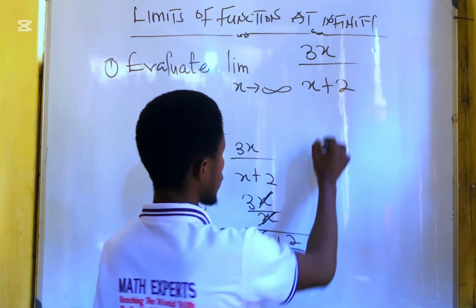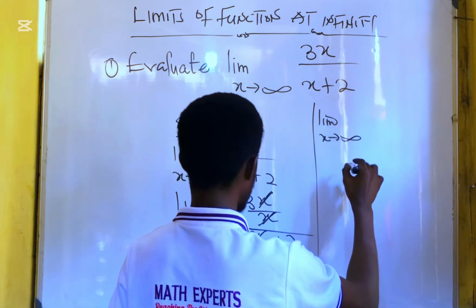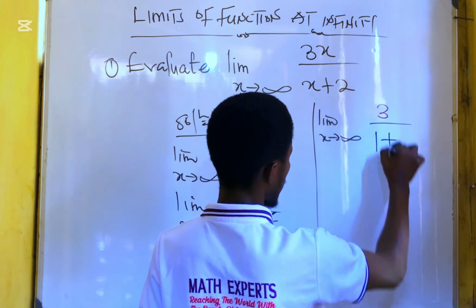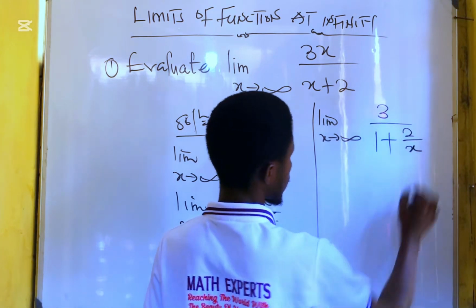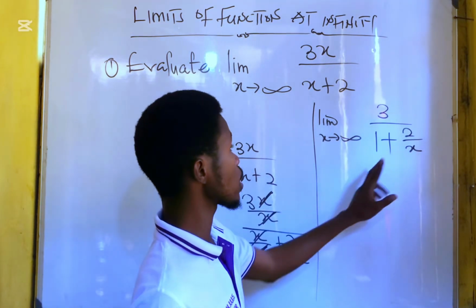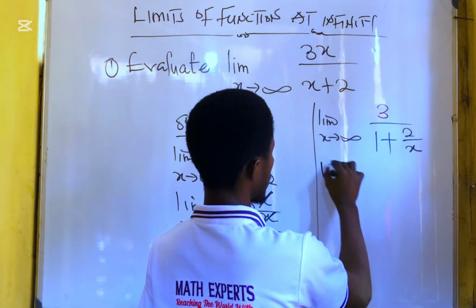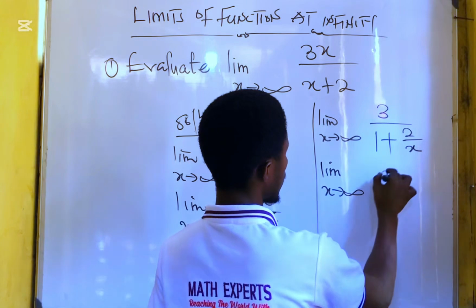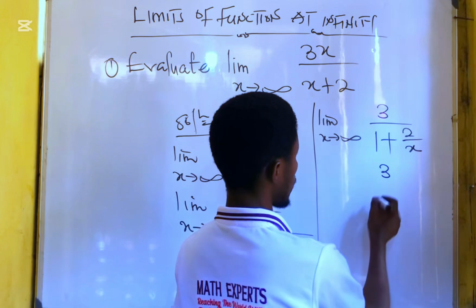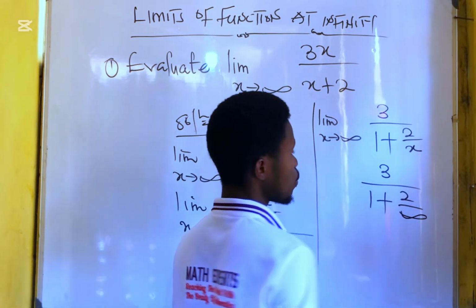So when you have something like this, you are going to have the limit as x approaches infinity of 3 over 1 plus 2 over x. Now, the only x that we have is this one. So what you are going to do is substitute the infinity sign there. Is that okay? So this is what I'm going to have: the limit as x approaches infinity. Once you start doing the substitution, please do not bring the limit again. So 3 over 1 plus 2 over, and here I'm going to replace x by infinity.